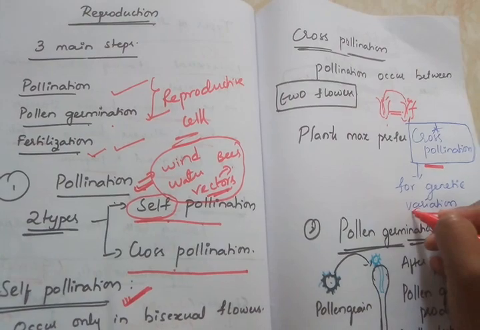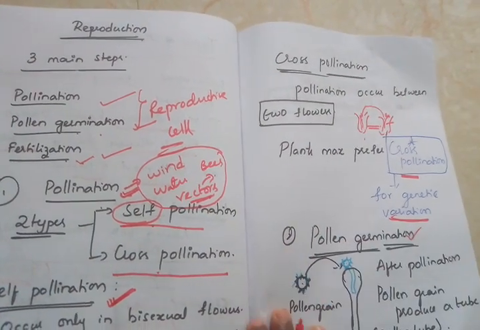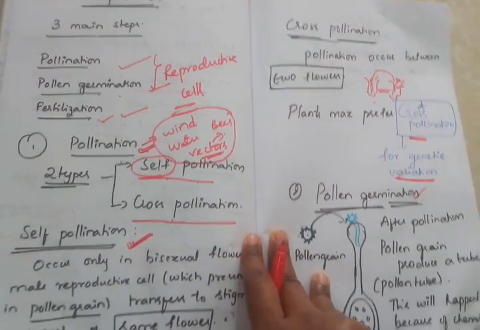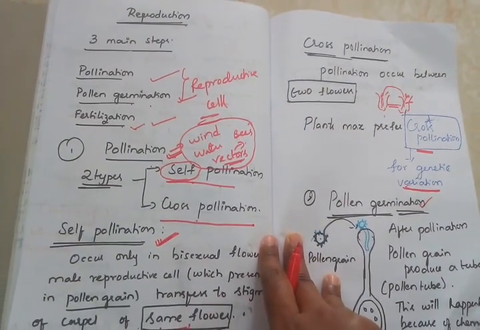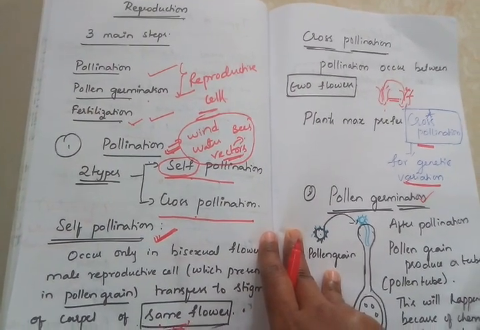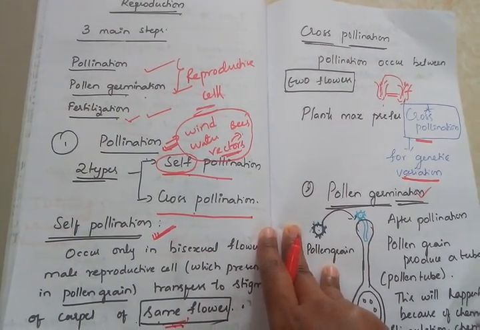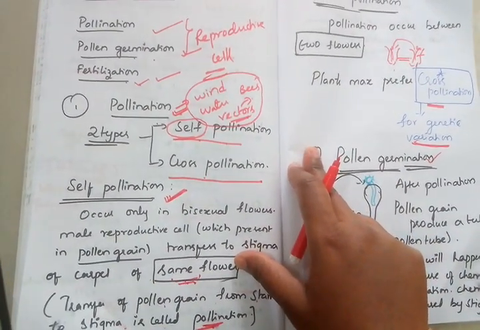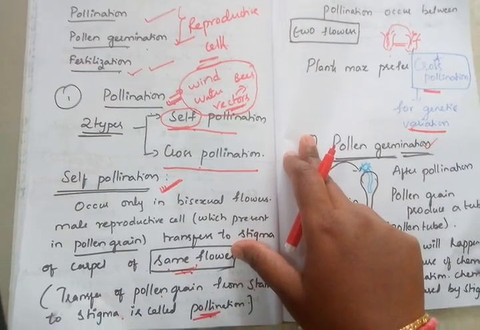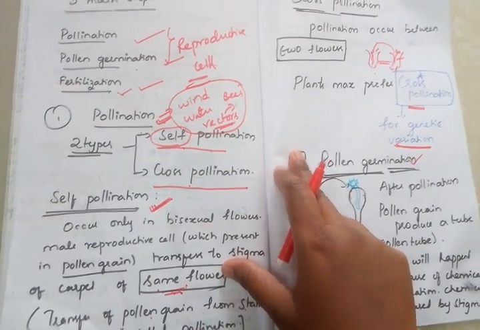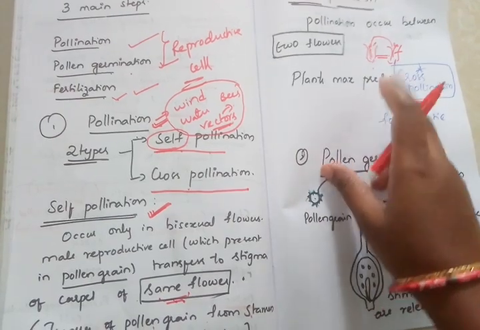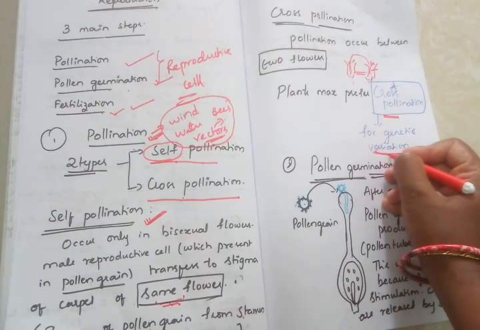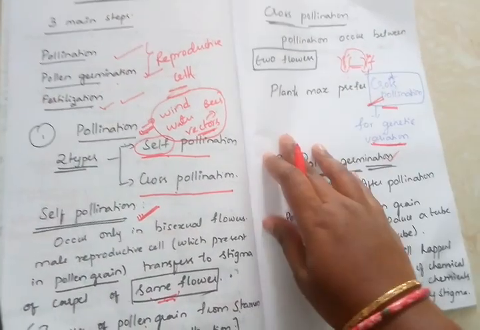Because parents always want their children to be better than them. Like humans and other animals, even plants wish their next generation to be better than them. Better means there should be some genetic variation. If self-pollination occurs, there won't be genetic variation, because both male and female gametes belong to the same genetic sequence. If it occurs between two flowers, other genes will be there, so there is a chance of betterment. That is why, for genetic variation, plants usually prefer cross-pollination.